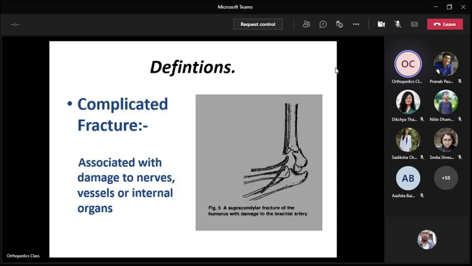Next is complicated fractures. When you say complicated, it is because if you see the anatomy of the bone, there are certain areas where the neurovascular structures lie. In orthopedics, we are not dealing with only bones. We are dealing with the soft tissue surrounding them and the neurovascular structures. All that is dealt with in orthopedics, so you have to take care of everything.